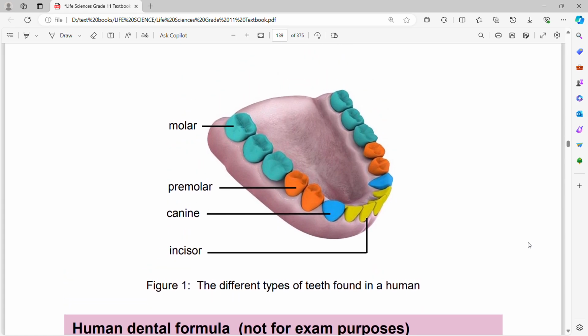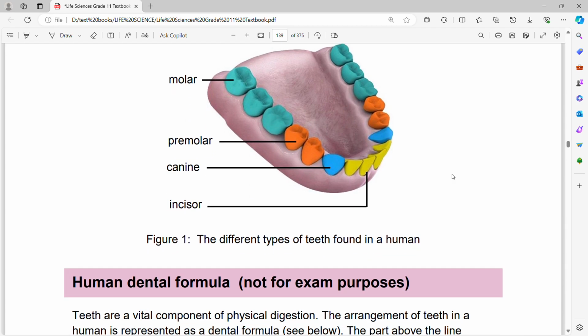Here is the diagram which represents the four types of teeth. So these are the front teeth, your incisors. Next we have canines. The two teeth in blue are your canines. Then we have two pairs of teeth on the right and left hand side. These are your premolars. And then three teeth at the back. These are your molars. These are found in humans.